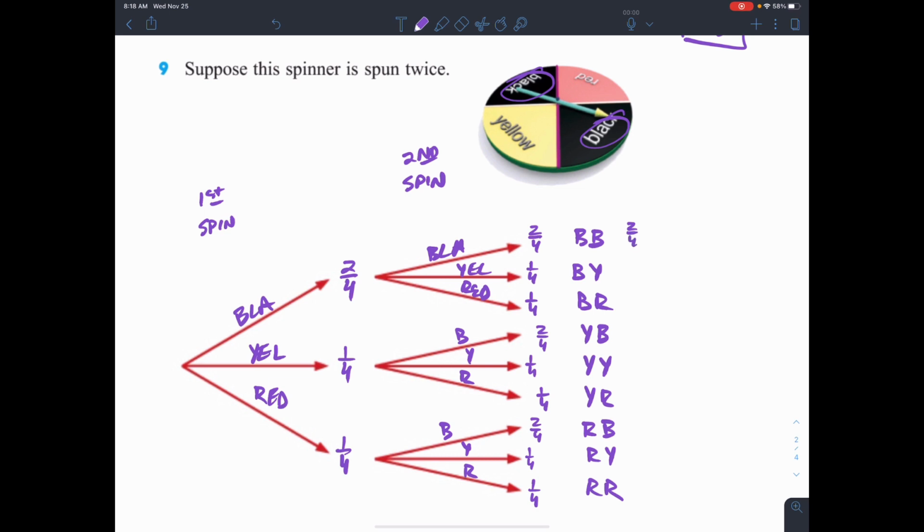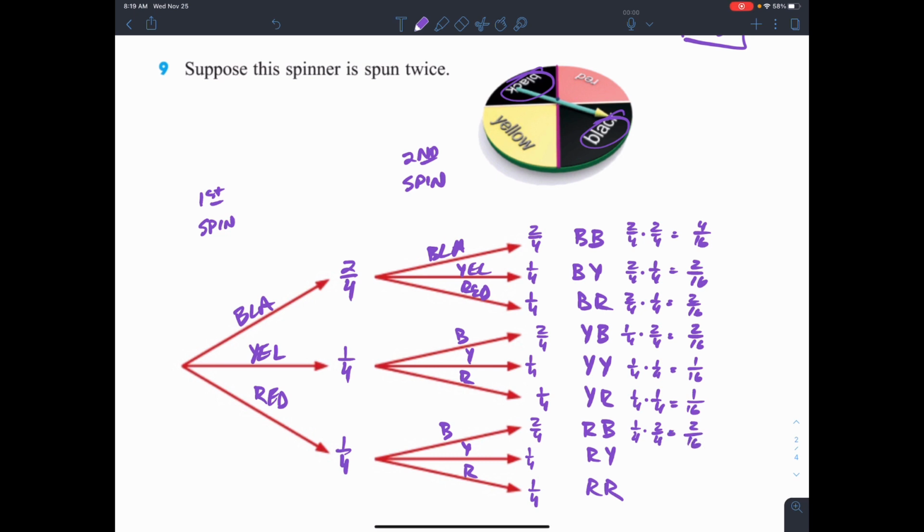This is going to be 2/4 times 2/4, which is 4/16. 2/4 times 1/4, 2/16. Oops, that's a 6. 2/4 times 1/4 is 2/16. And you notice there's a lot of repetition here. That's okay. That's going to happen when you do tree diagrams, especially if you've got a lot of different possibilities. You're going to probably see a lot of repetition, with the same thing kind of repeating over and over again. So there we go.